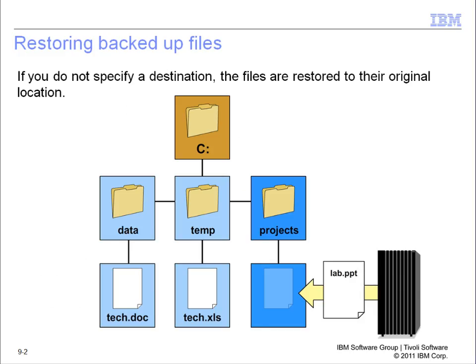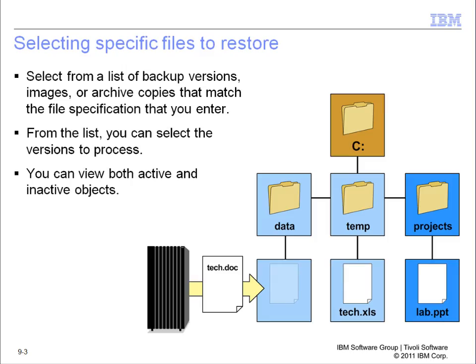If you don't specify the location, by default, your files are restored to the original location. But we're going to show you how you can change locations. You can restore a file to a different directory structure. When you're doing a restore, you're going to have a list. Now, you can either show a list when you're doing a command line restore by using a -pick option, which will provide you a list, or if you're using the Backup Archive GUI, you'll have a list of your files.